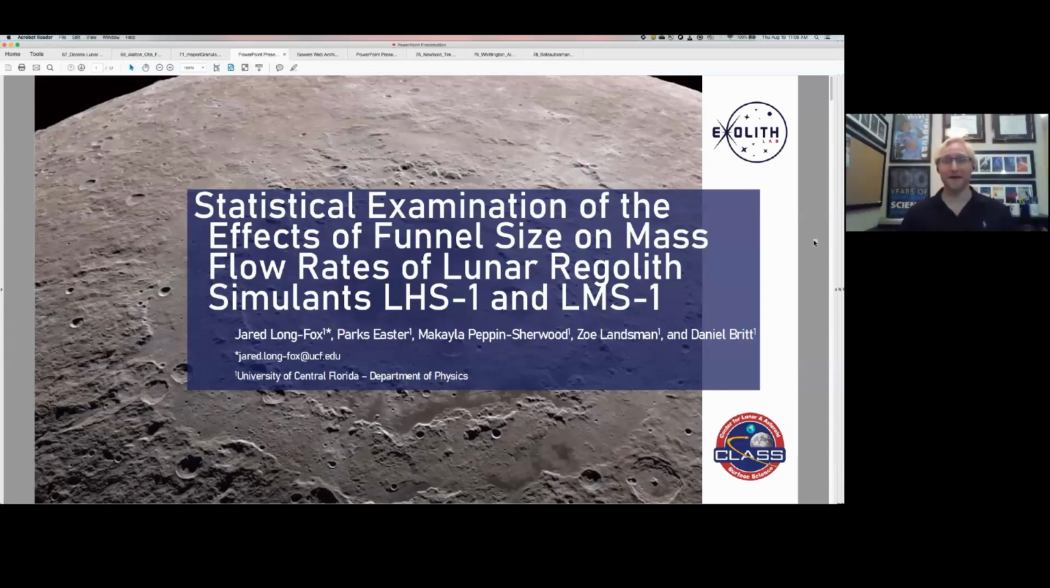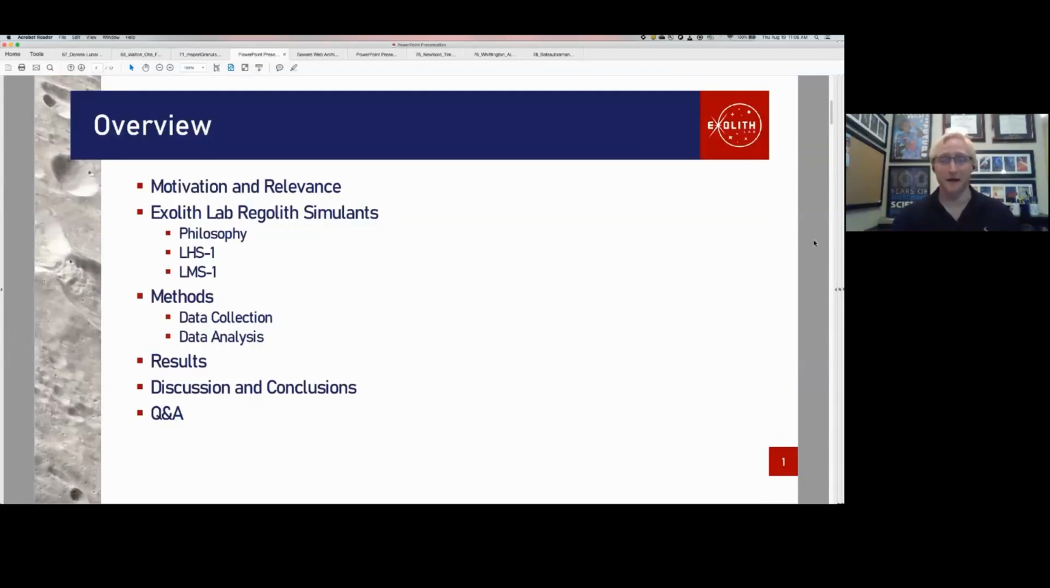Hi everyone. My name is Jared, and I am the geotechnical specialist at the Class Exolith Lab at the University of Central Florida. This talk will discuss a statistical examination of the effects of funnel size on mass flow rates of lunar regolith simulants LHS1 and LMS1. Next slide, please. In the interest of time, we'll skip over this one, but it's an overview of what we'll be talking about today.